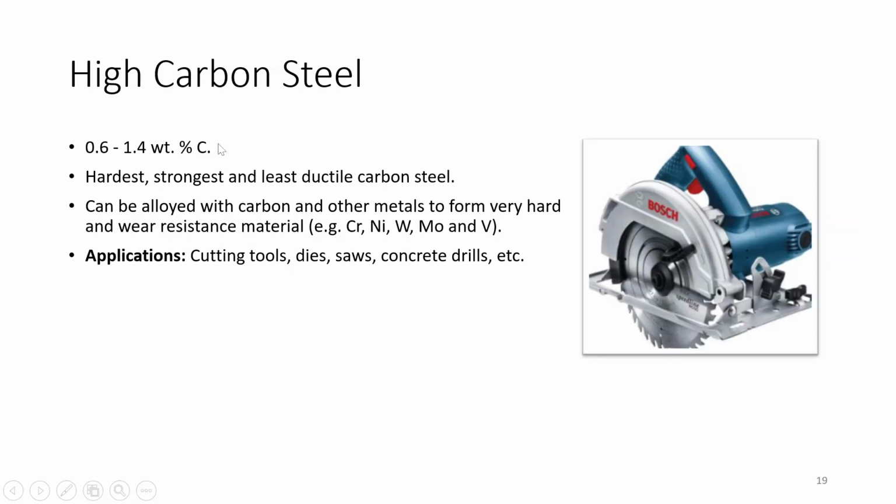In case of high carbon steel, you have carbon from 0.6 to 1.4 weight percent. These types of steels are very brittle in nature. So these materials won't be used in structural applications, but mostly in making tools and dies, which require high strength only, not much toughness. These can be alloyed with carbon and other metals to form very hard and wear resistant materials.